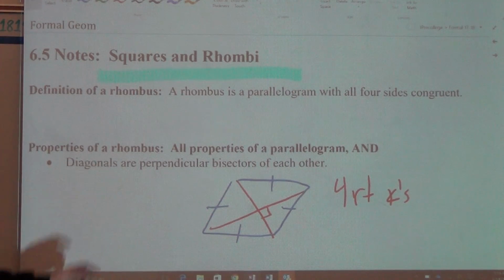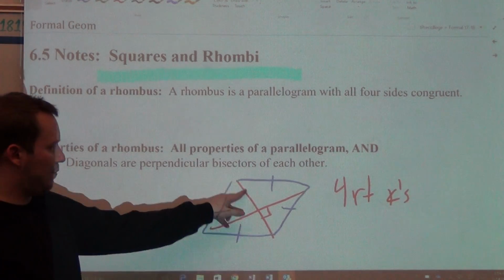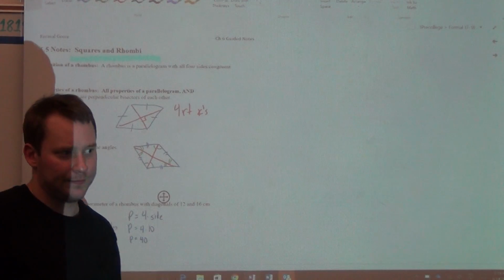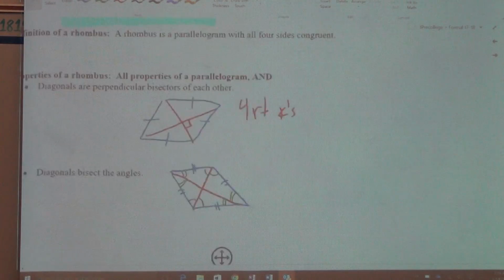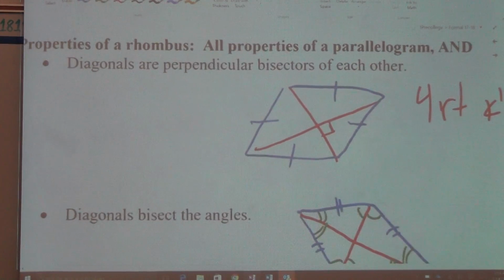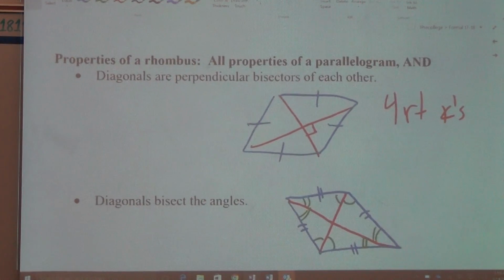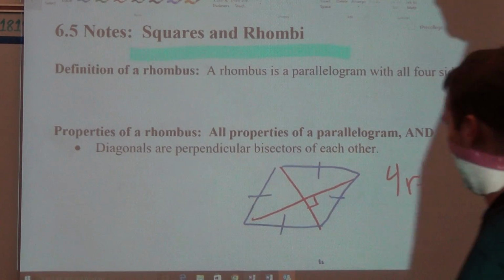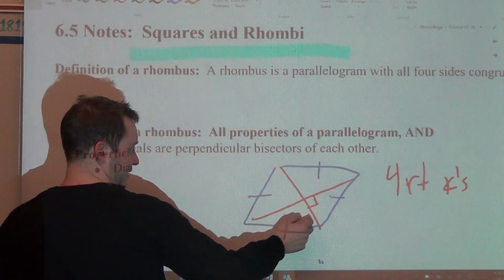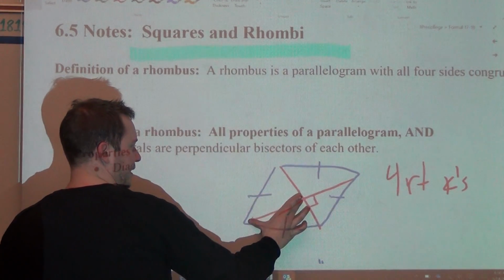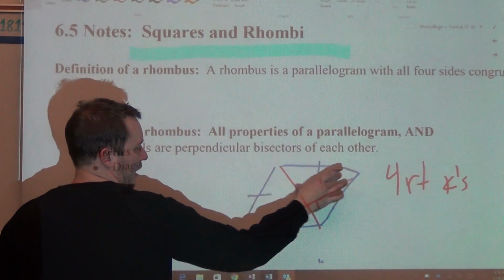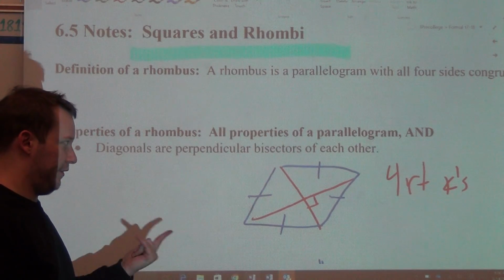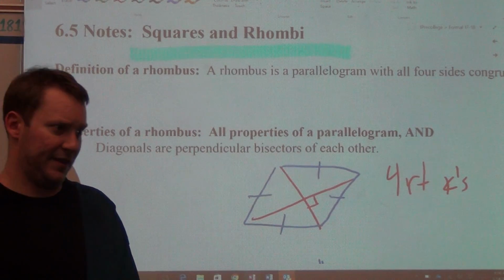Some of the properties: the diagonals are perpendicular bisectors of each other. Now because it's already a parallelogram, they already bisect each other, so this piece is congruent to this, and this one congruent to this one, but not necessarily all four half diagonals are congruent. If that were the case, you'd have a rectangle. If it was a rhombus and a rectangle, we'll learn what happens with that soon.